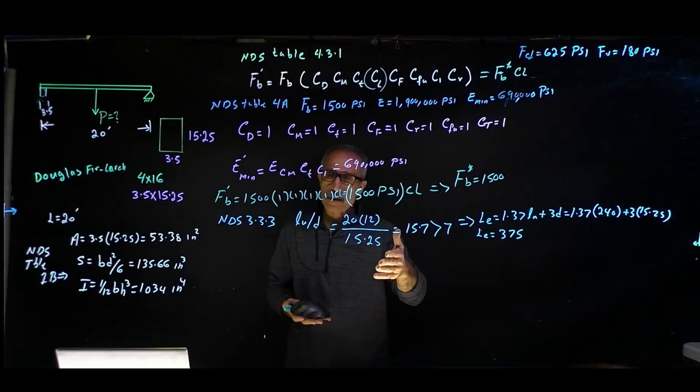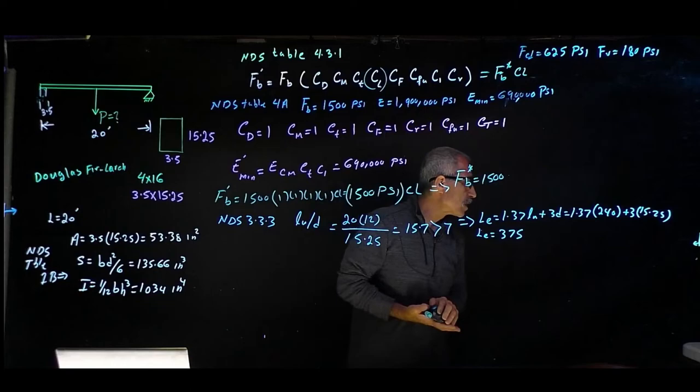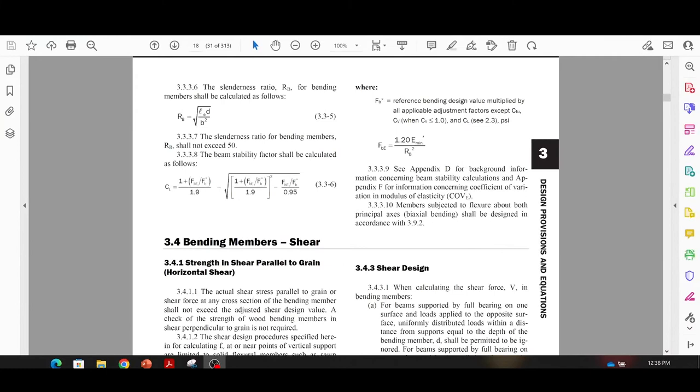Okay, I want to stay with the same section of the NDS, the next page to this. We have to calculate the critical buckling, and from there we can use that long equation they have to calculate the CL that we need to calculate. If you go back to the next page, we're going to calculate RB. After we calculate RB, we're going to calculate the critical buckling FBE, and then we're going to come back and plug everything back into this equation right here, equation 3.36. From there, we can figure things out.